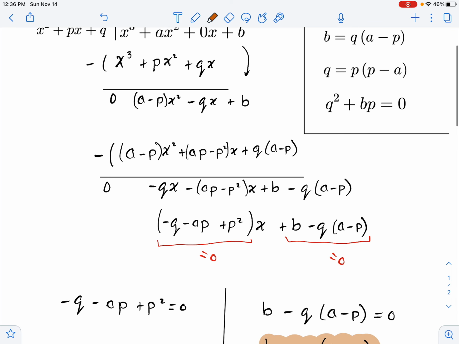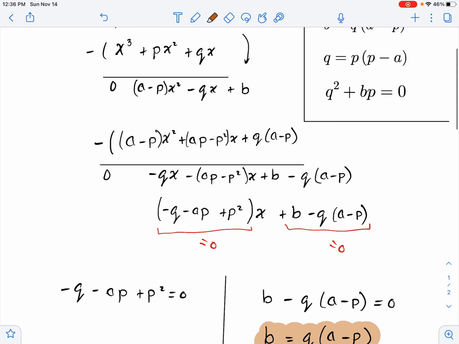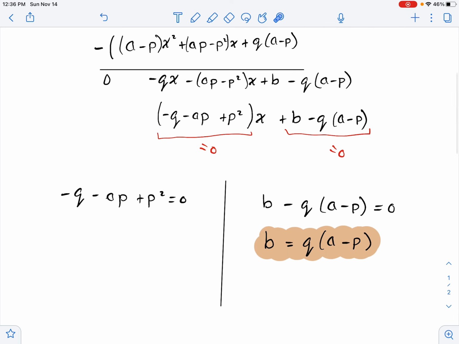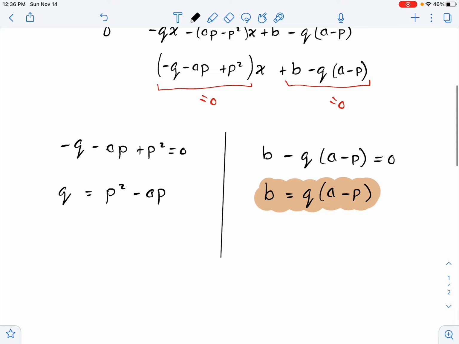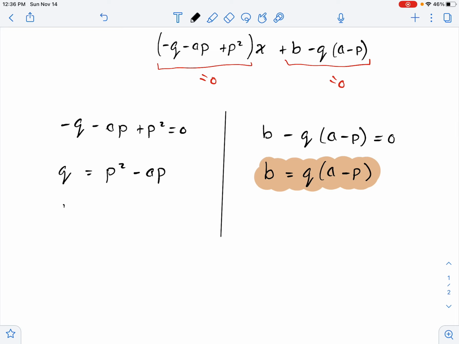Done. Second part, we want to show that q is equal to p on p minus a. So if I look over here, perhaps to this side, I've got q's, I've got a's and p. So what I'll do is add q to both sides, and I will have q equals p squared minus ap. I just added q to both sides and rearranged it. And so I have a p squared, I have a negative ap, and what can I do? I can factor out on the right-hand side of that equation a p. So that gives me p on 1 minus a.